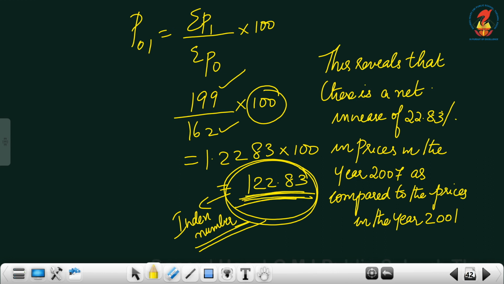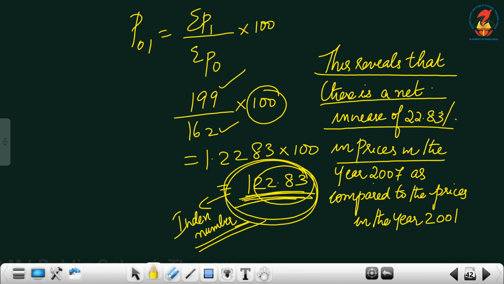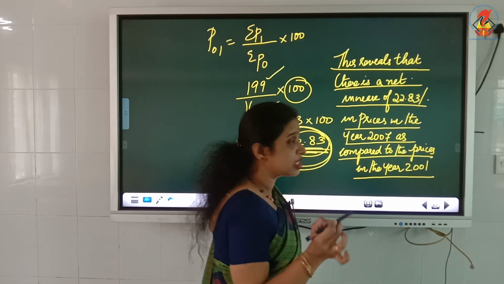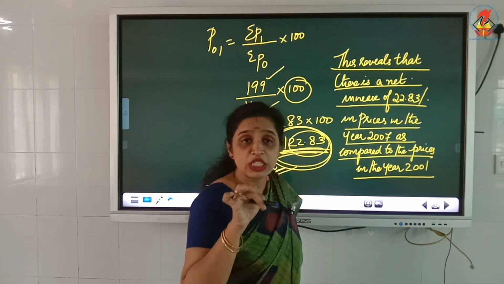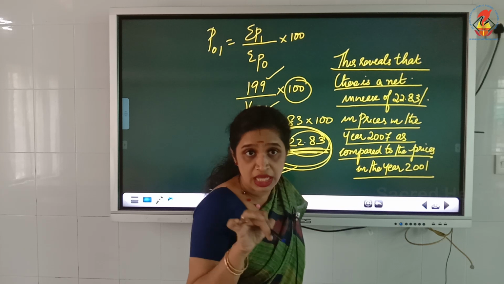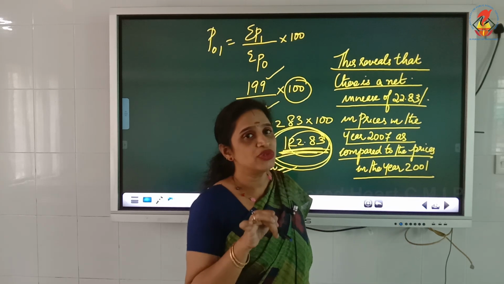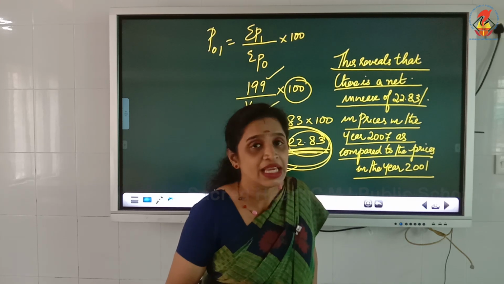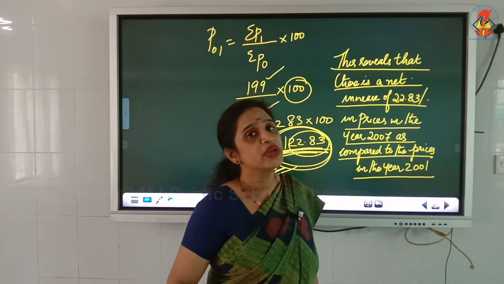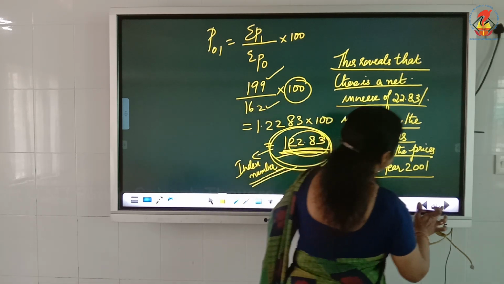From that, what conclusion should you reach? This reveals that there is a net increase of 22.83% in the prices in the year 2007 as compared to the prices in the year 2001, when you express it in the form of a percentage. That means the cost of living has increased. That is the conclusion that we have to reach. So this is the index number using the simple aggregative method.